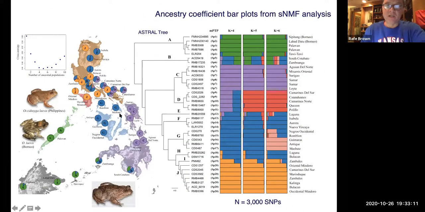Here are maps of the ancestry coefficient bar plots. These are the ASTRAL tree and the structure-like analysis with as many as up to 20 potential unconfirmed candidate species. And you're looking at the ancestry coefficients for K of 4, 5, and 6. And then those colors correspond to these positions on the map.